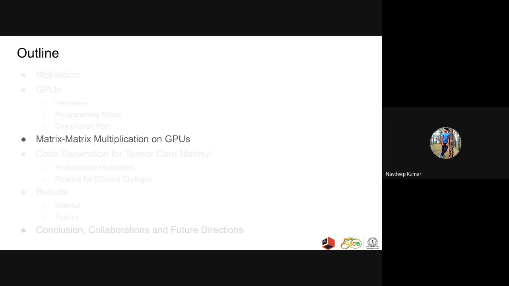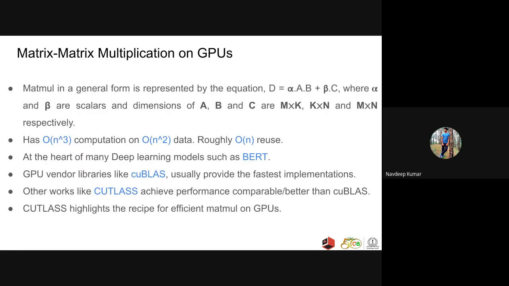Having had the background for GPUs, we can start discussing matrix-matrix multiplication, its importance, and the general recipe for a high-performance implementation of matrix-matrix multiplication on GPUs. Matmul in the general form is represented by this equation: D = alpha times AB plus beta times C. Alpha and beta are scalars, and the dimensions of A, B, and C matrices are m by k, k by n, and m by n. D also has dimensions m by n.